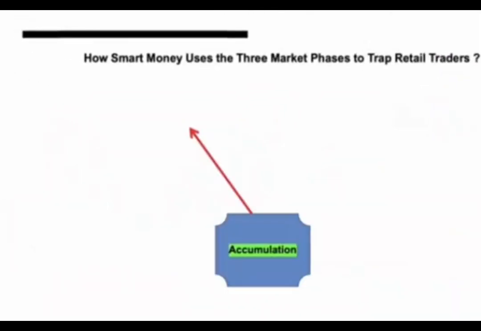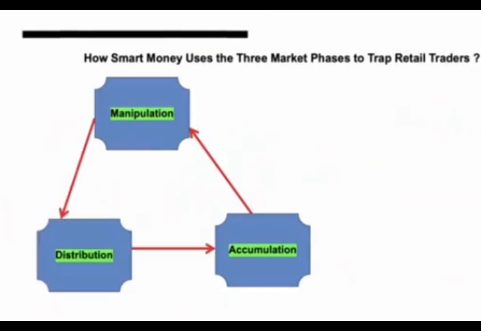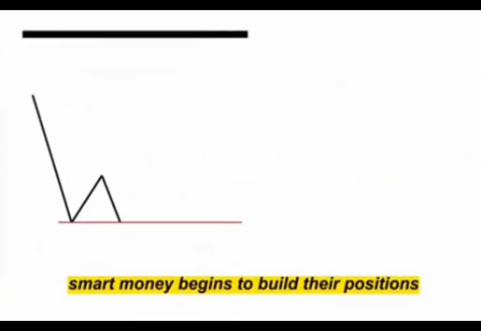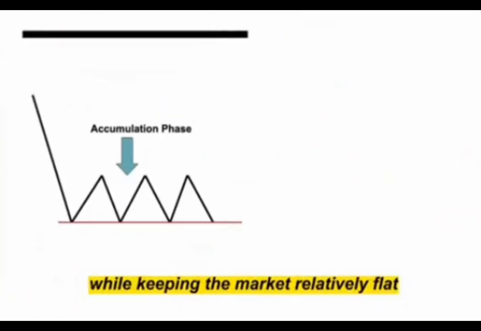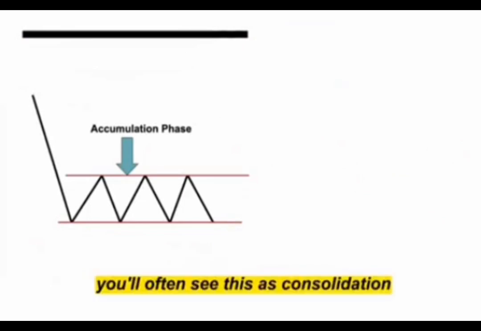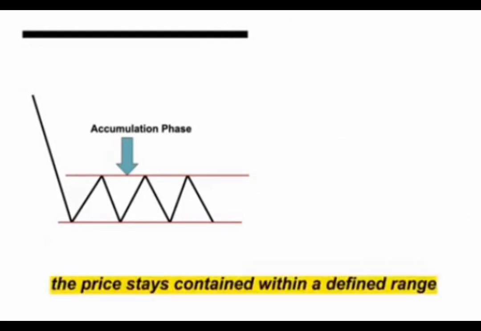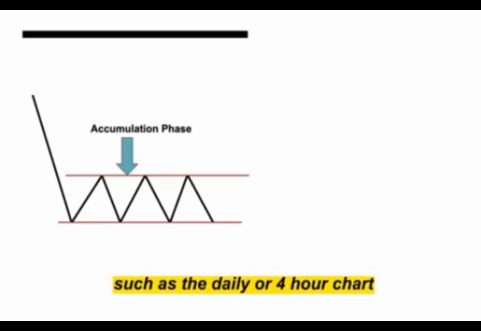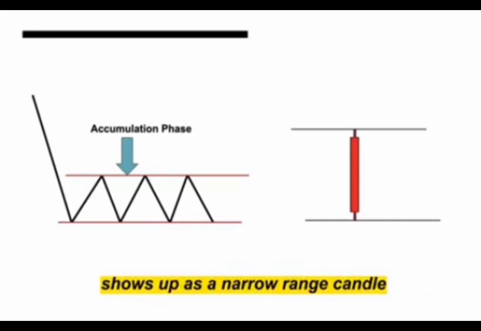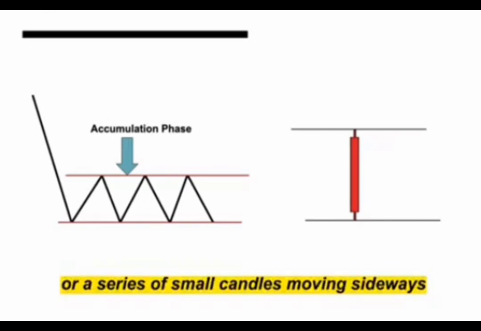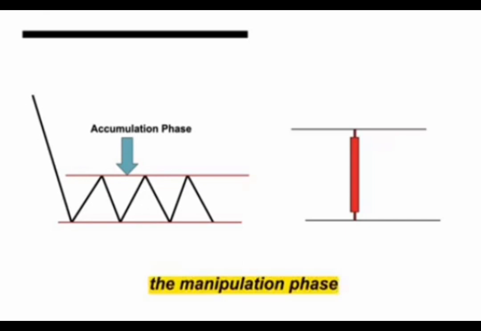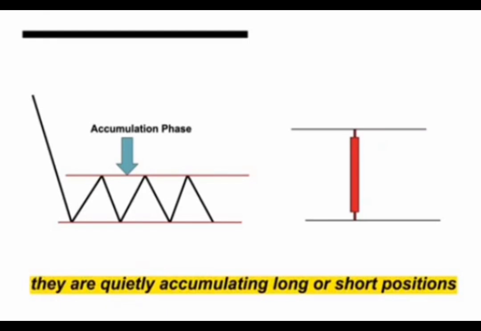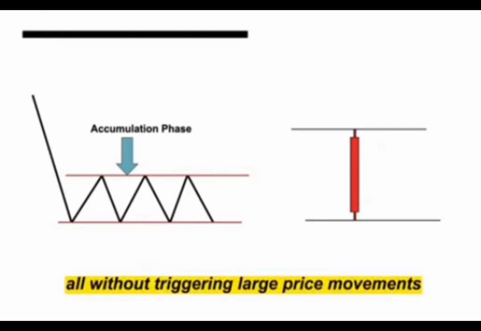How smart money uses the three market phases to trap retail traders. Let's start with the accumulation phase. In this phase, smart money begins to build their positions while keeping the market relatively flat. You'll often see this as consolidation or sideways movement on the chart. The price stays contained within a defined range, and it looks like nothing major is happening. When we zoom out to the higher time frames, such as the daily or 4-hour chart, this accumulation phase often shows up as a narrow range candle, or a series of small candles moving sideways. The purpose of this phase is simple. Smart money is preparing for the next stage, the manipulation phase. They are quietly accumulating long or short positions, all without triggering large price movements.